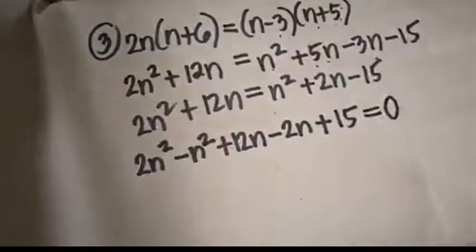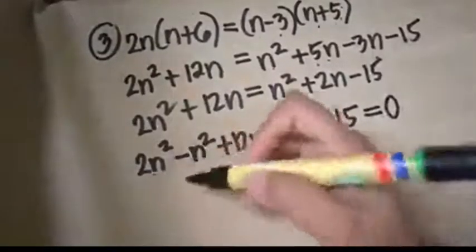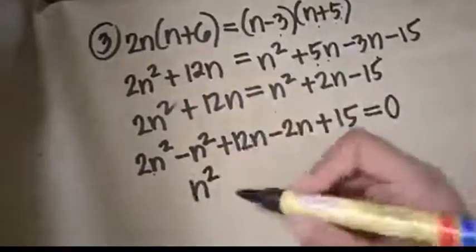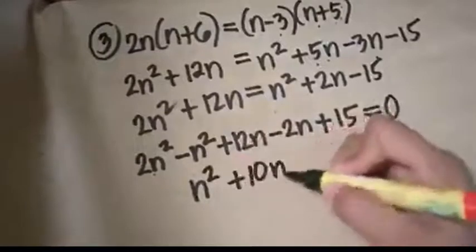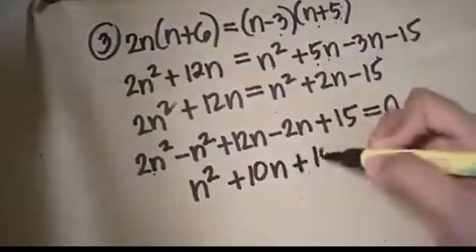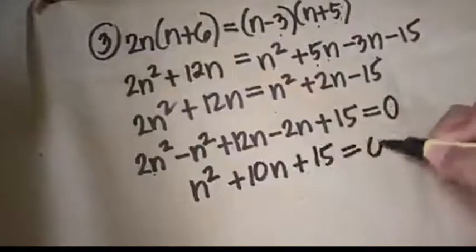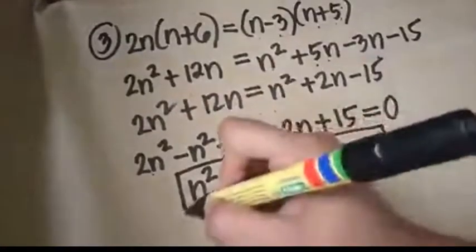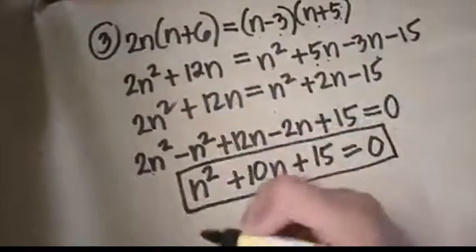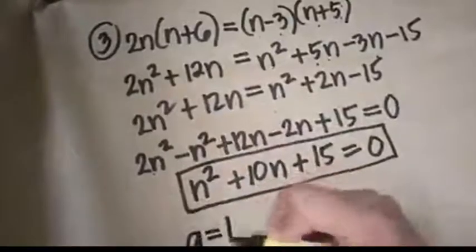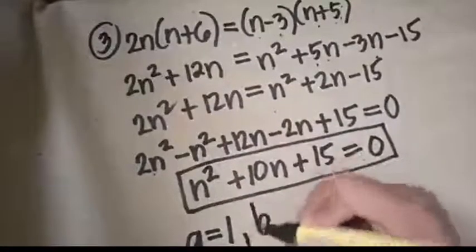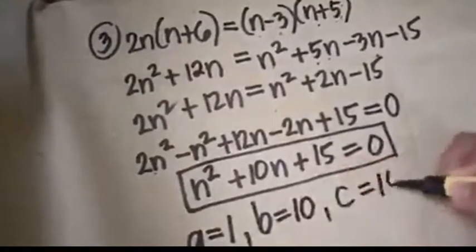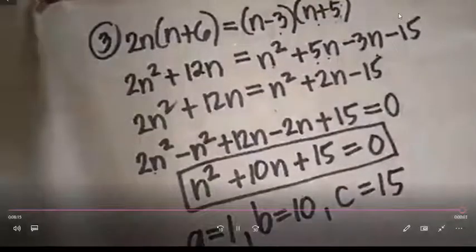So combine all similar terms, so therefore 2n squared minus n squared is positive n squared. 12n minus 2n is positive 10n. Then positive 15 is equal to 0. So this now becomes the standard form. Okay, so therefore A will have a value of 1, B has a value of 10, and C is equal to 15. Okay?